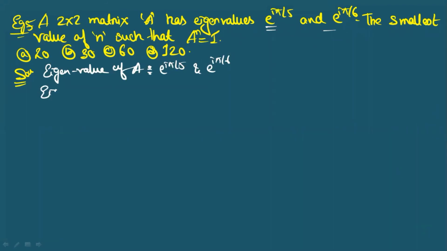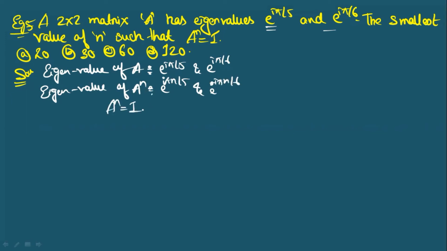Similarly, you can write the eigenvalues of A to the power n. They will be e to the power i pi n by 5 and e to the power i pi n by 6. It is given to you that A to the power n is equal to I. Now you see, the determinant of I is equal to 1. Yes or no? So the determinant of A to the power n will be equal to 1.